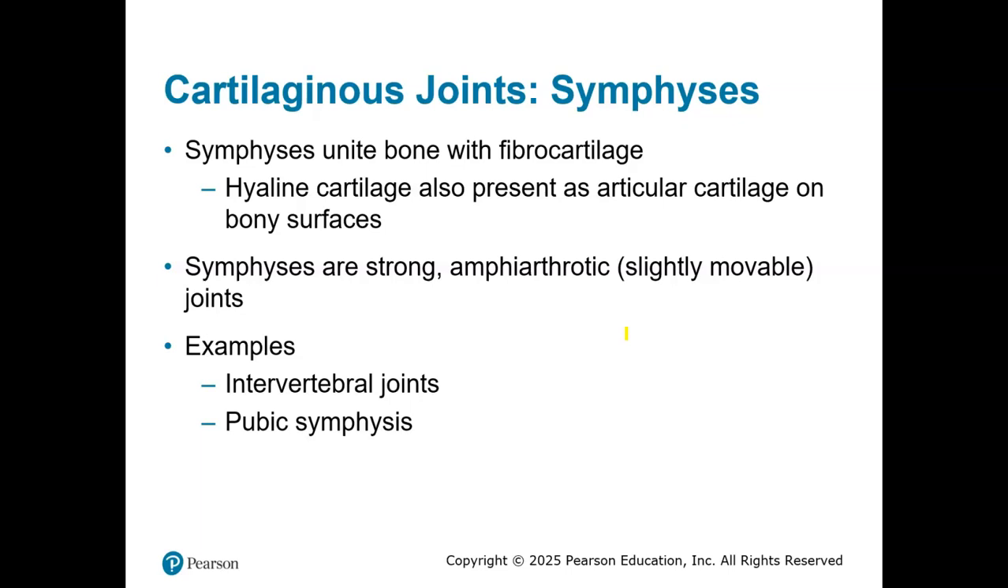And then the symphysis is going to be slightly movable. The cartilage in the symphysis is fibrocartilage; a lot of times it's hyaline cartilage, but in this case it's fibrocartilage. The examples are the intervertebral joints, which is where your spinal discs, your vertebral discs, are located, in other words, in between the vertebrae where the vertebrae connect to each other. And then the pubic symphysis.